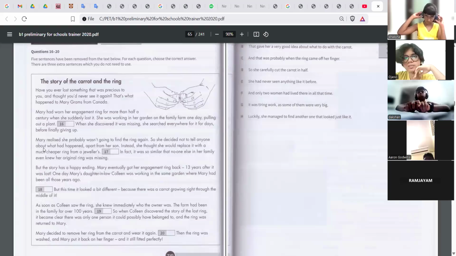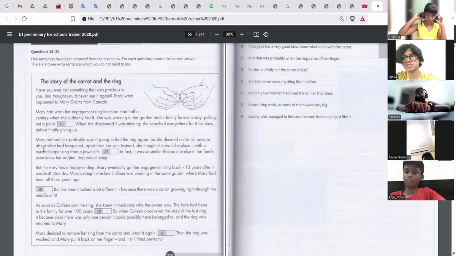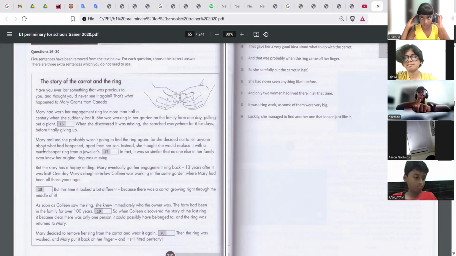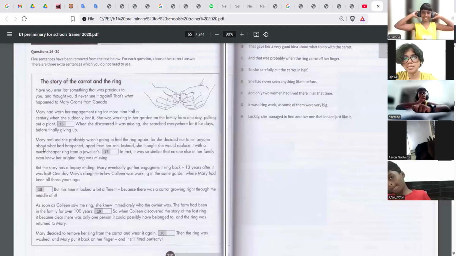What is it here? The ring, sir. Another one. What do you mean by another one here? She found something similar. Sir, another new ring. Okay. How is it represented outside the box here? So it said it's so similar. So similar, superb. So she thought she would replace the last ring with a much cheaper ring from a jeweler's.